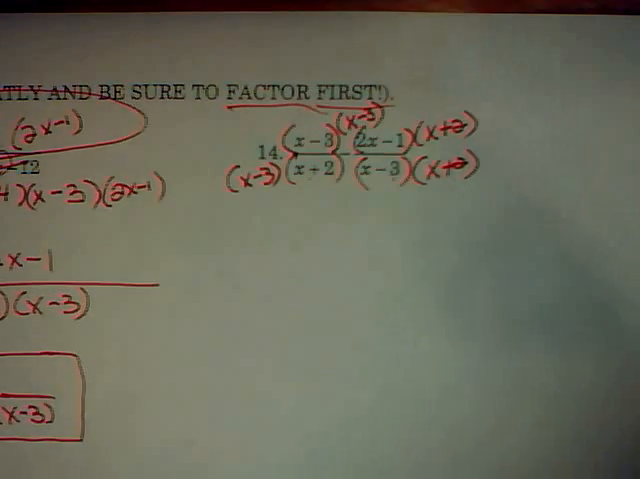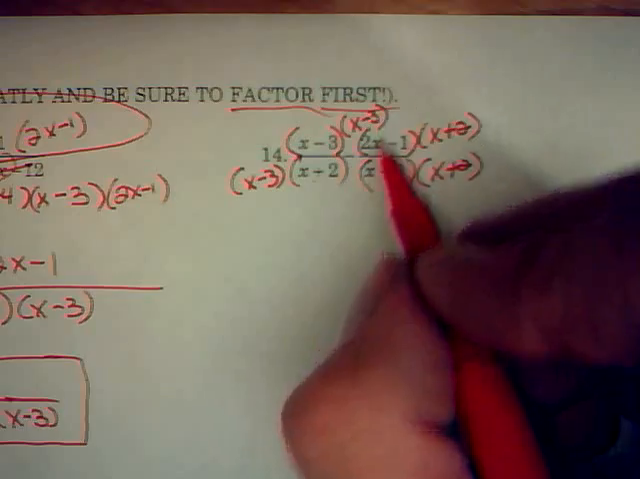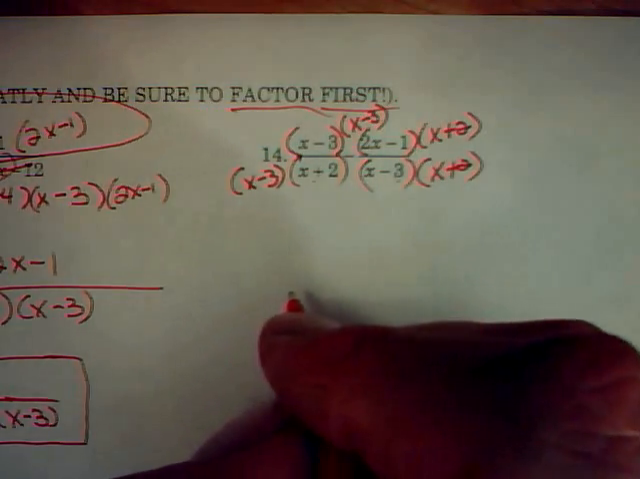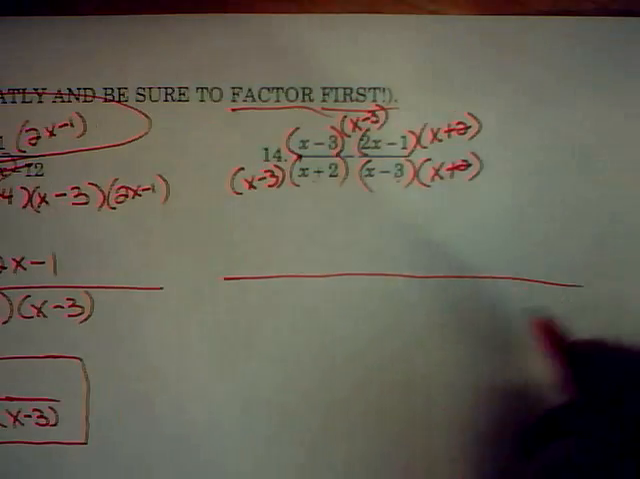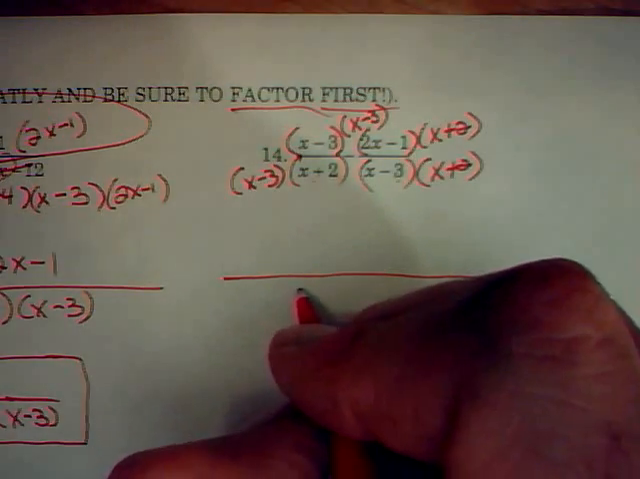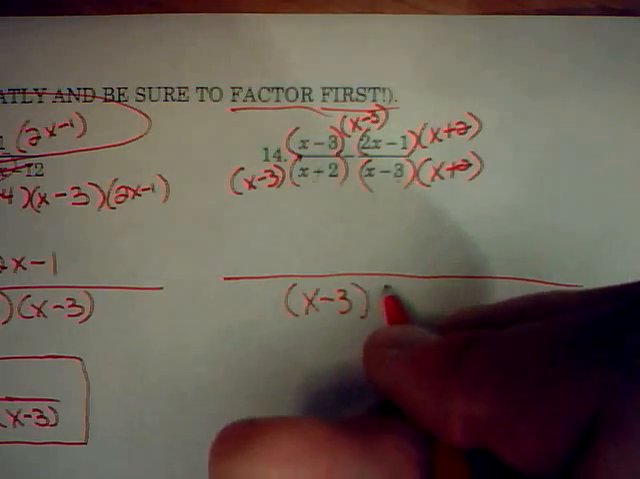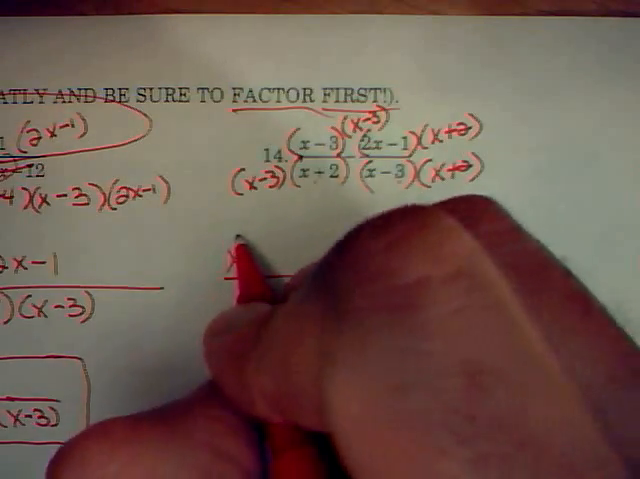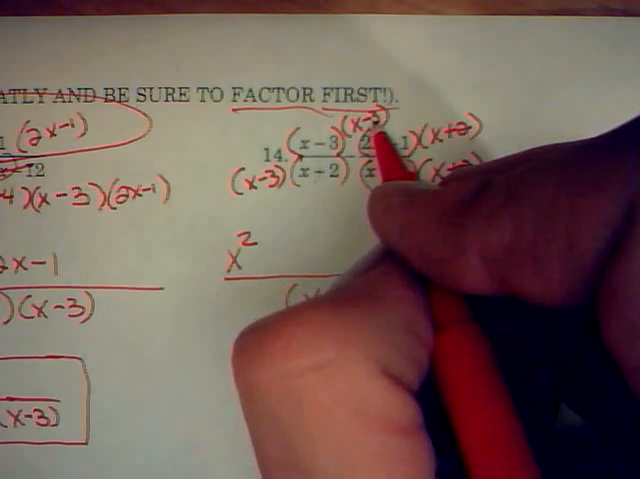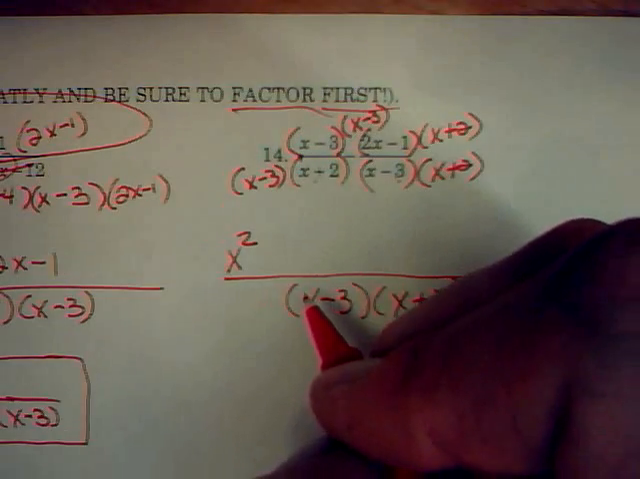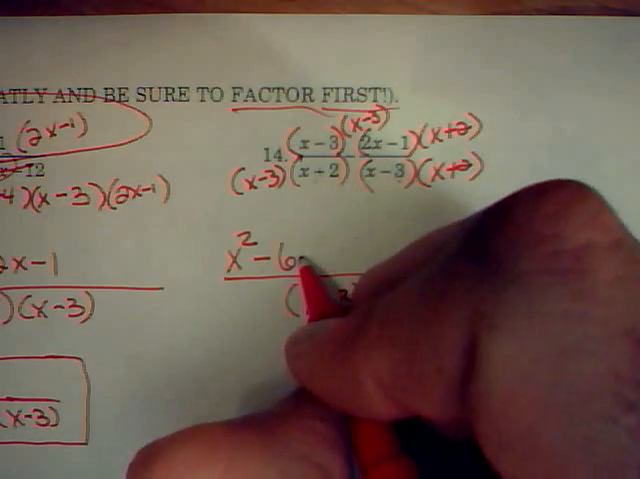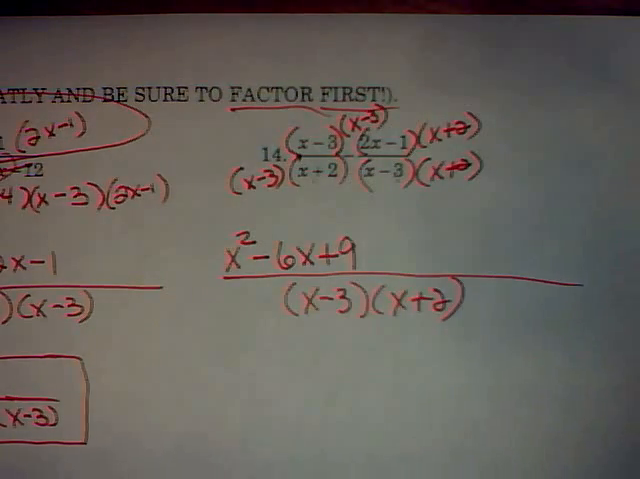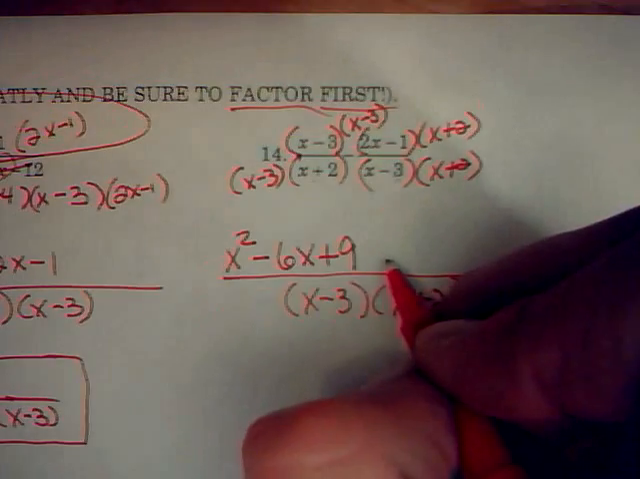Okay. And this one looks a little complicated here. We have to FOIL that out. And so we're ready to go ahead and get our new common denominator of x minus 3, x plus 2. So I'm going to go ahead and FOIL this. We're going to get x squared. Your outer terms and inner terms are both negative 3x's, which combined together gets you negative 6x, and your last term is positive 9. So that's your first fraction.